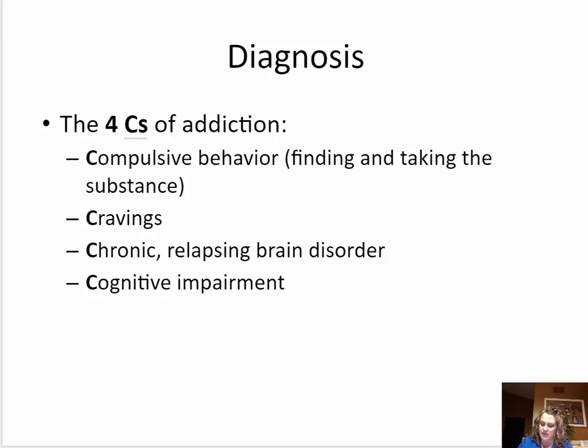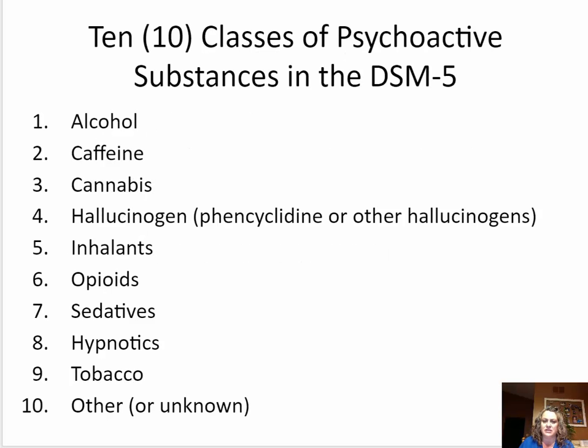On page 363, you can see that the DSM-5 uses the term substance use disorder, which covers 10 classes of substances, which are listed here: alcohol, caffeine, cannabis, hallucinogens, inhalants, opioids, sedatives, hypnotics, and other or unknown substances.